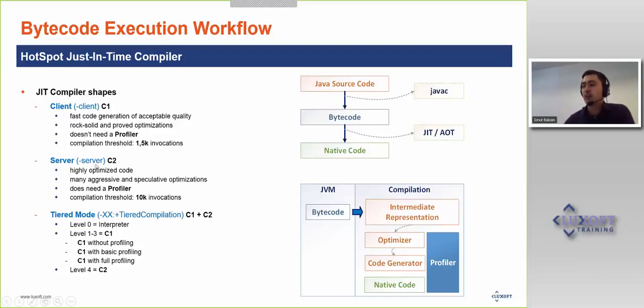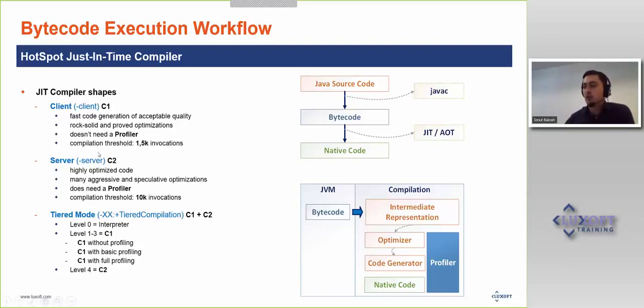The server one is mainly in charge of highly optimized code because it does a lot of aggressive and speculative optimizations. It means it does an optimization even if it's not able to prove it. For example, I do this optimization and put it under a check condition, and if afterwards that check condition is not valid, I have to decompile and switch back into the interpreter. If that check condition is valid, it's fine, I'm going to continue.